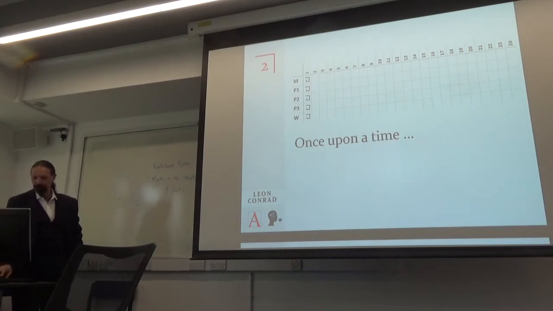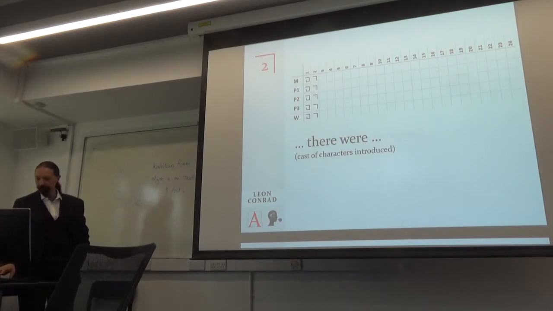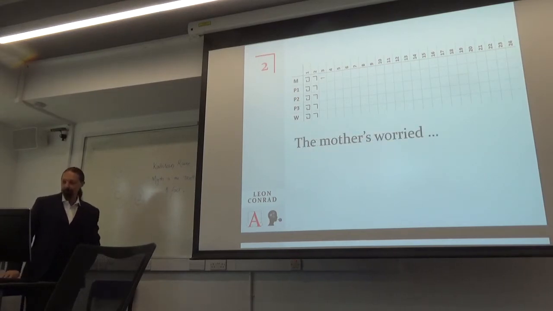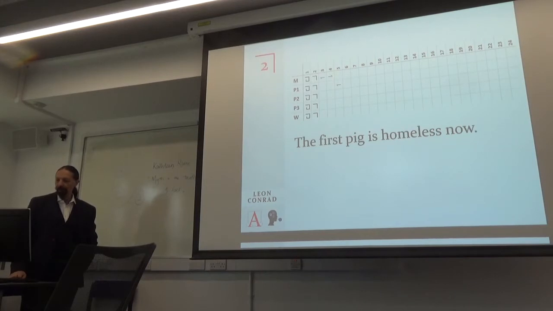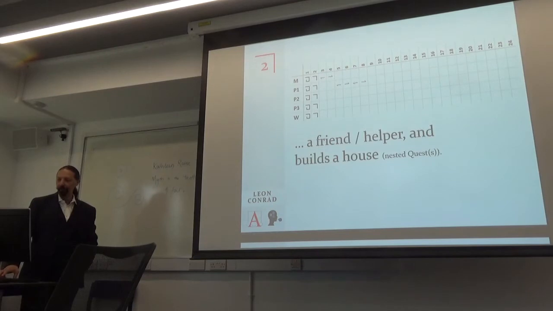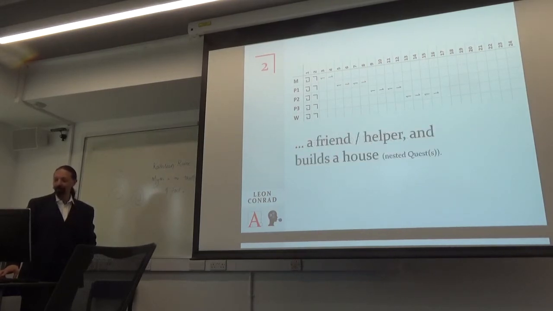The opening is once upon a time. There were the characters I've already mentioned, and the mother's worried. She sends her piglets out into the big wide world. There's a nested quest here. The first pig is homeless. He goes on a journey, meets a friend or helper, builds a house. Second pig, homeless, goes on a journey, meets a friend or helper, builds a house. And, yeah, you guessed it, third pig does the same. Journey, meets a friend or helper, builds a house.